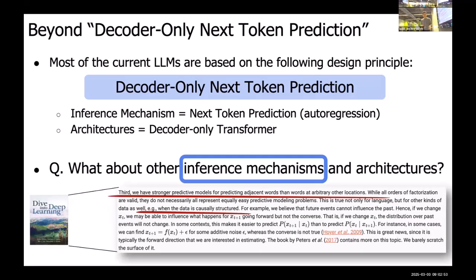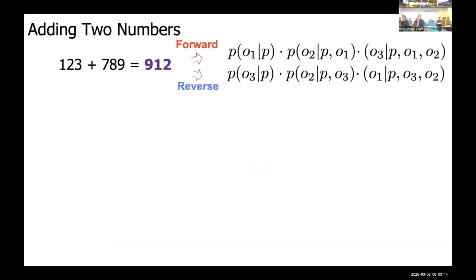I was actually teaching a course on large language models last year. I was reading this textbook, and they say that for language modeling, it is very natural to do autoregressive generation, with a single sentence saying that it gives stronger predictive modeling. It's much easier to learn how to predict the next token from the previous tokens because the data is causally structured. Most natural text data is easier to predict from left to right, but there are also cases where that's not the case.